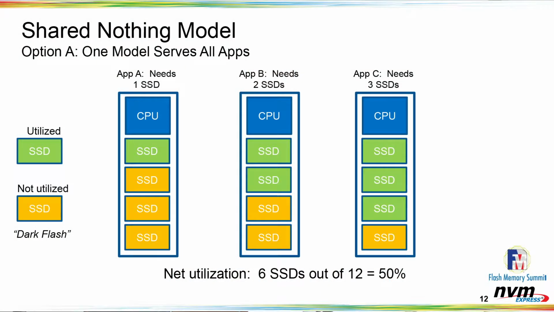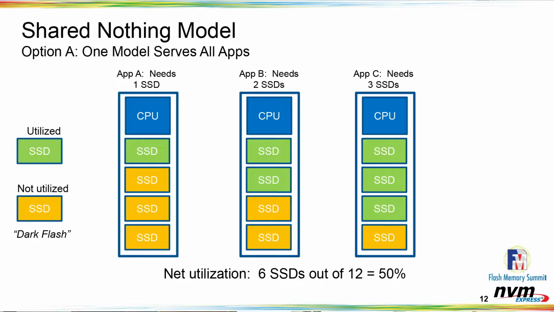So if we take this shared nothing model and we map a couple of pretend applications onto this, let's say application A requires an SSD, B requires a couple, and C requires 3 SSDs. So you can see that these green utilized SSDs are doing their job, and that's all well and good, but there's all these yellow not utilized drives present in those chassis.